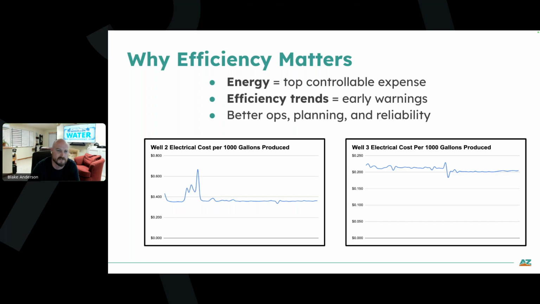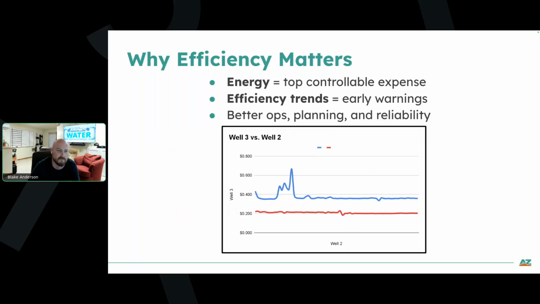And so, like I said, when you look at these individually, it really doesn't have the same impact. But when you look at them together, you can see visually just what a big difference in efficiency is. And so you see on the bottom is that same data from well 3. That well is running at 20 cents per 1,000 gallons produced is what the electrical consumption cost is, versus the other well is running at closer to 40 cents per 1,000 gallons pumped. And so it's a 2 times difference to pump the same 1,000 gallons of water out of the ground. Plus the smaller pump is a lot cheaper to replace when the time comes.